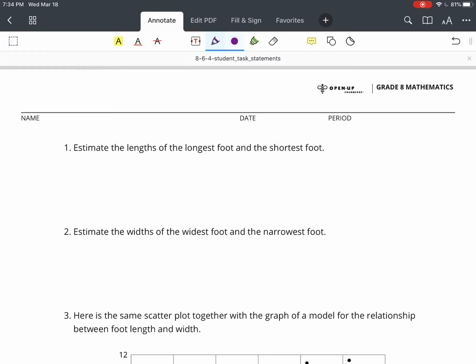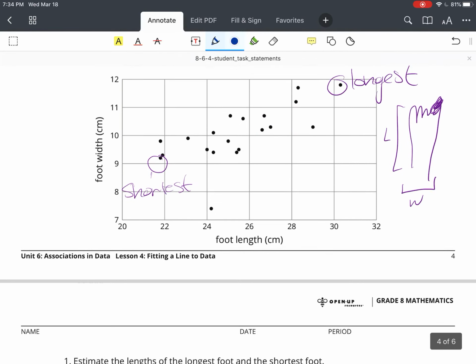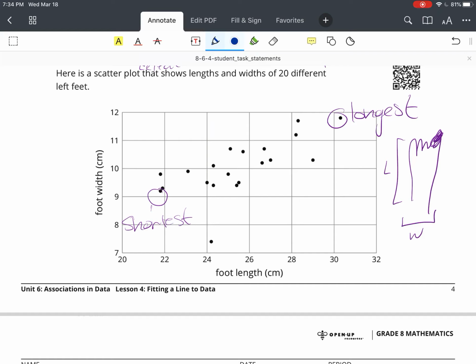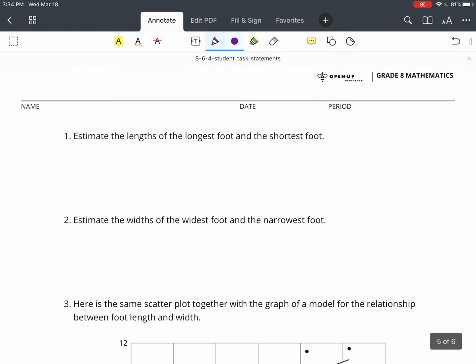Estimate the widths of the widest foot and the narrowest foot. So I'm going to use a different color, azul. This is the widest, and this one seems to be the narrowest, right? Because you're looking for the smallest or the biggest value, like this, and then this is like this.